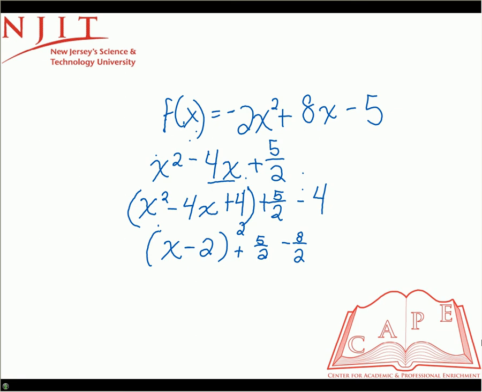So our final answer, which is f of x, is equal to x minus 2 squared minus 3 over 2. And that's exactly in standard form. X minus h squared plus k. So then from here, we can actually graph it, which is going to be our next example.